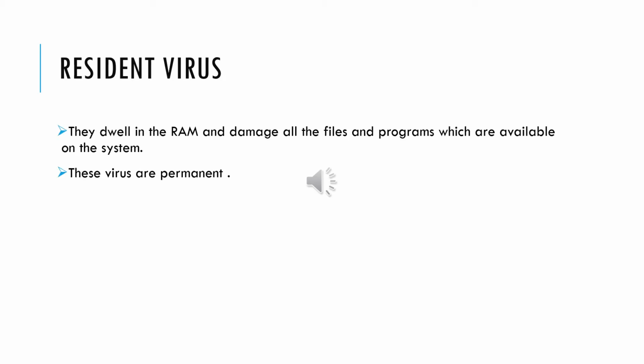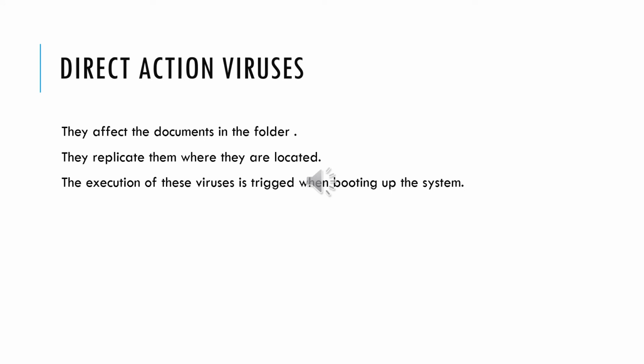The first type of virus is resident virus. These viruses are permanent in nature. They dwell in the RAM and damage all those files and programs which are available on the system. Second one is direct action viruses. These viruses affect the documents in the folder or directory and replicate them again in the same place where they are located. The execution of these viruses is triggered when the system is booted every time.